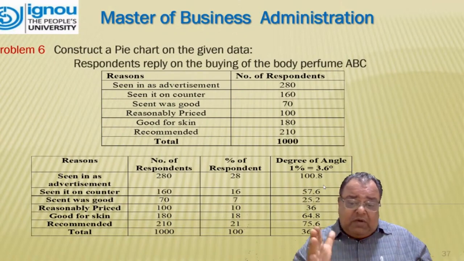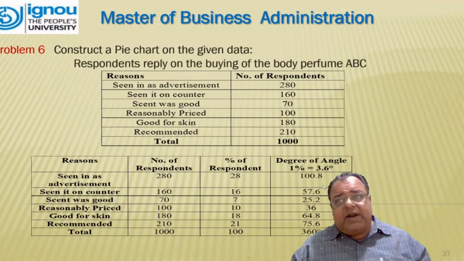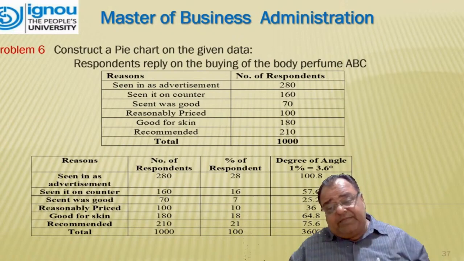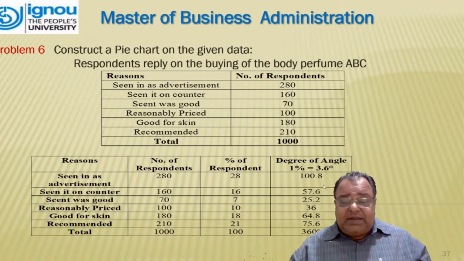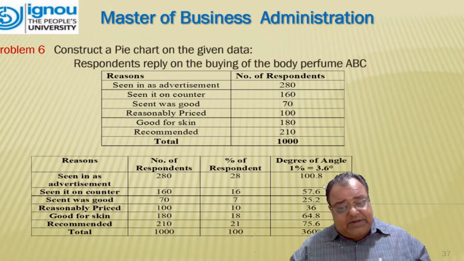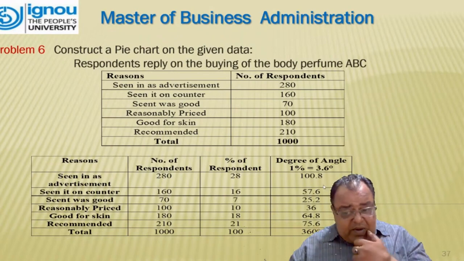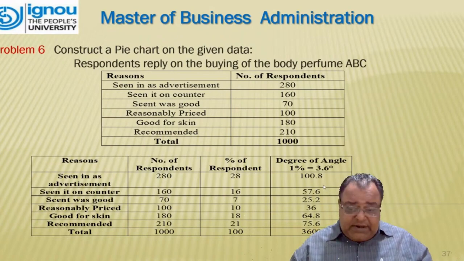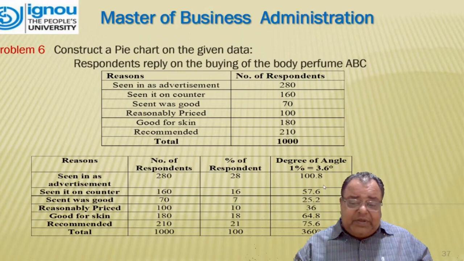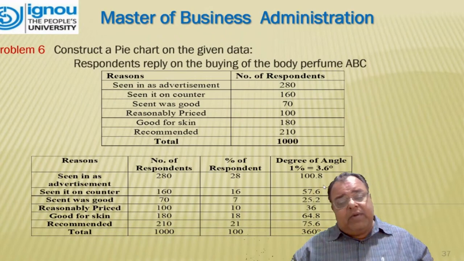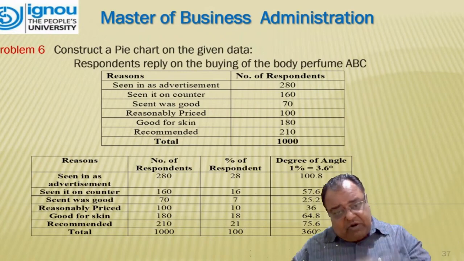Now, we have to convert this percentage of respondents into degrees of angle. 1% is equal to 3.6 degrees. So we will multiply 28 by 3.6. We get 100.8 degrees, 57.6 degrees, 25.2 degrees, 36 degrees, 64.8 and 75.6. When we add up, we get a complete circle of 360 degrees.